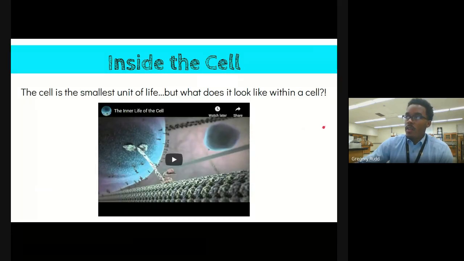So this video is going to look like it's from another planet, but this is actually an artist's rendition of what happens inside of a cell and what that probably looks like.